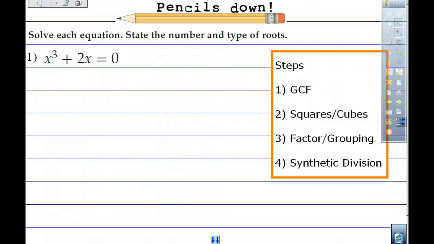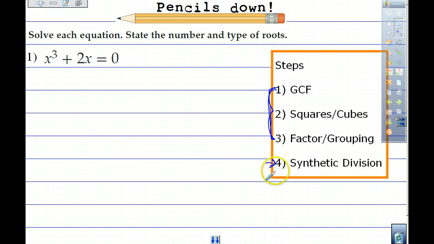Alright, so this first way I'm going to tell you is that we're always going to follow these steps. Find if there's a GCF, look for difference of squares, cubes, factoring, grouping. We're going to try all these first, and then if nothing else works, tomorrow I'm going to show you a way to use synthetic division to really speed things along. But for today, we're still just going to practice the first three.